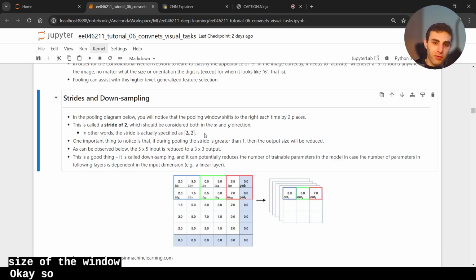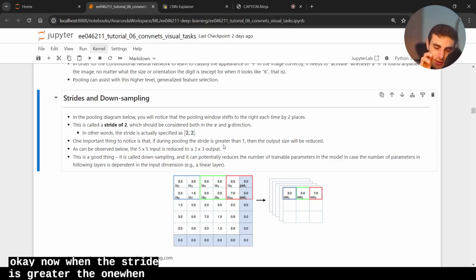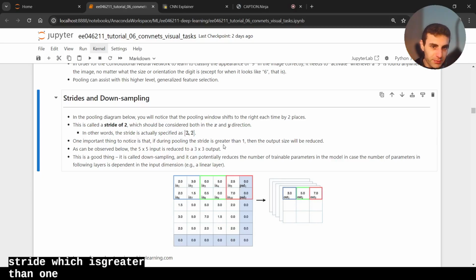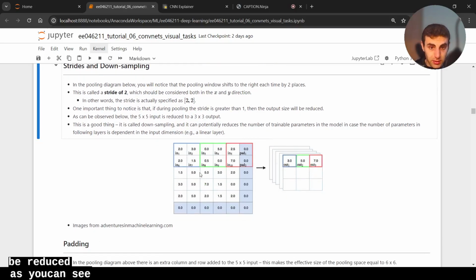Basically, the stride determines the number of steps we take in the XY coordinates. When the stride is greater than 1, and not only for max pooling, you can also have a learned filter that you move with a stride greater than 1, the resolution will decrease. The output size will be reduced. As you can see in this example below, we have a filter that moves with a stride of 2, and the resolution is decreased.